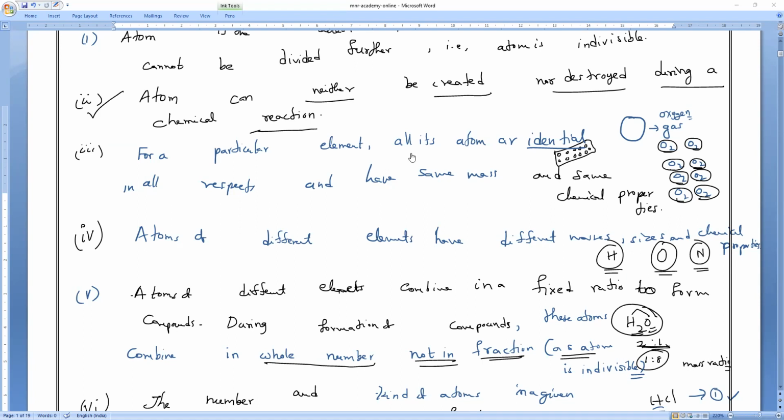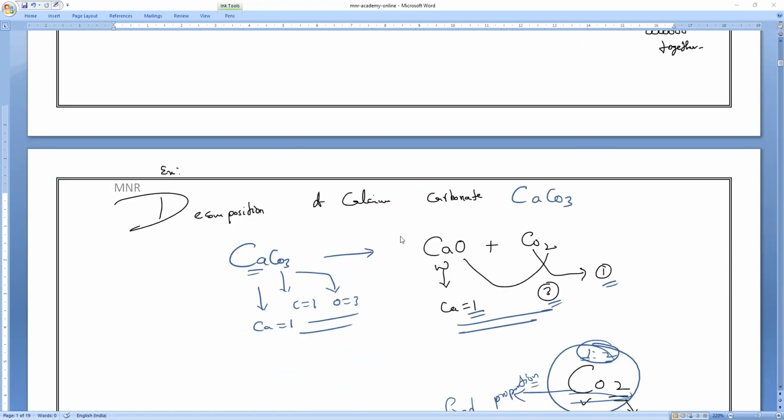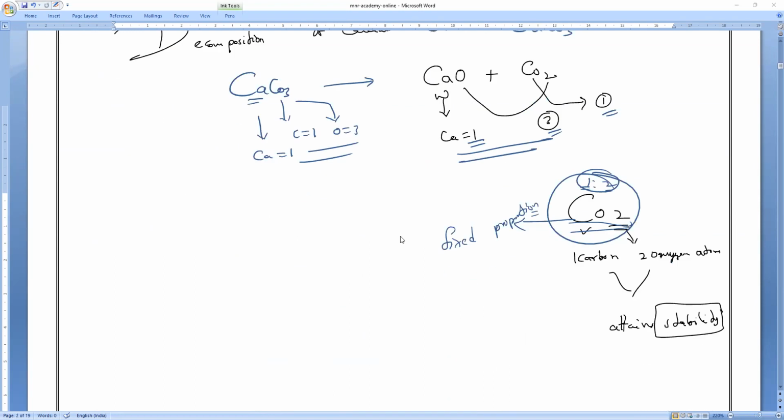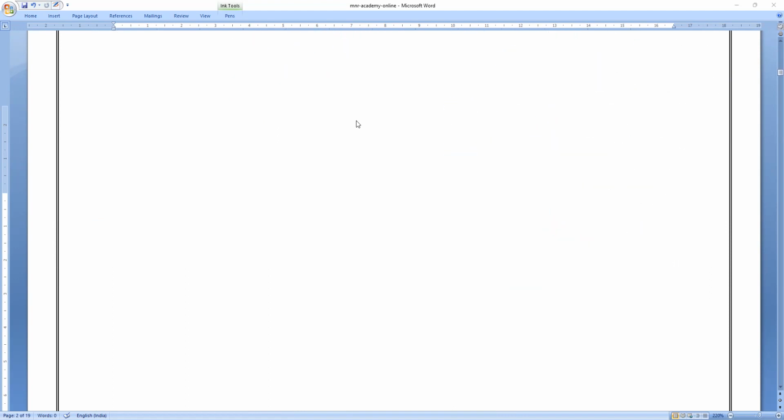Okay. So this is what it is. Now, what are the drawbacks of Dalton's atomic theory? After many points, it has been proved wrong. Of course, many points we'll study even in the next chapter. But you can see in our book also, there are drawbacks of Dalton's atomic theory. So let us study that now.